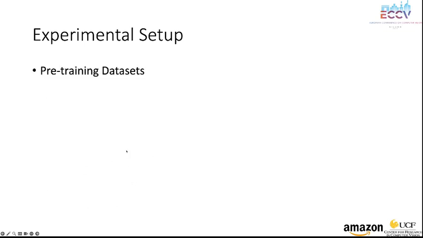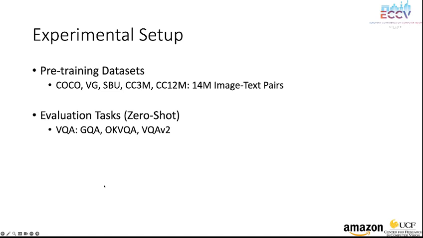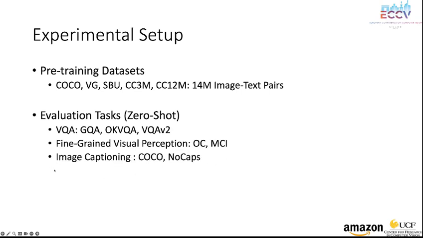For pre-training, we use 14 million image-text pairs comprising COCO, Visual Genome, SBU, and Conceptual Captions 3 million and 12 million. For evaluation, we do zero-shot evaluation on various tasks involving VQA on the GQA, OKVQA and VQA-V2 datasets. We also evaluate fine-grained visual perception for object counting and multi-class identification on COCO and VCR datasets. For image captioning, we evaluate on COCO and NoCaps, and for image-text retrieval, we evaluate on Flickr 30K. We also do additional fine-grained evaluations on SugarCrepe and the Flowers and Food 101 datasets.